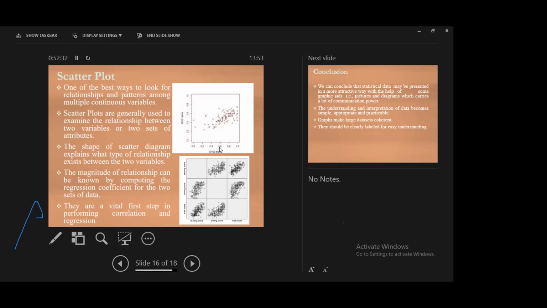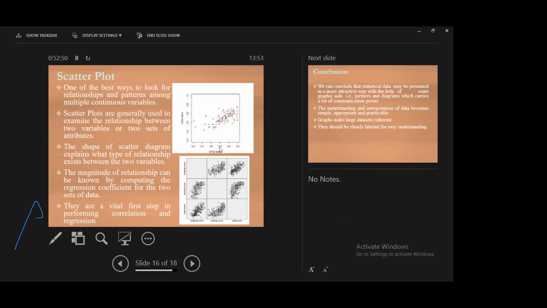So all the points are going in one direction, which means as one increases, the other increases. If it forms in this way, then we say as one increases, the other decreases. So that would be a negative correlation. So it can be positive as well as negative. So that is graphically represented using a scatter plot.